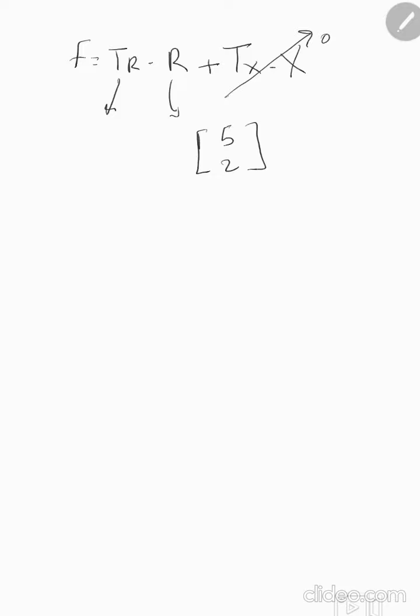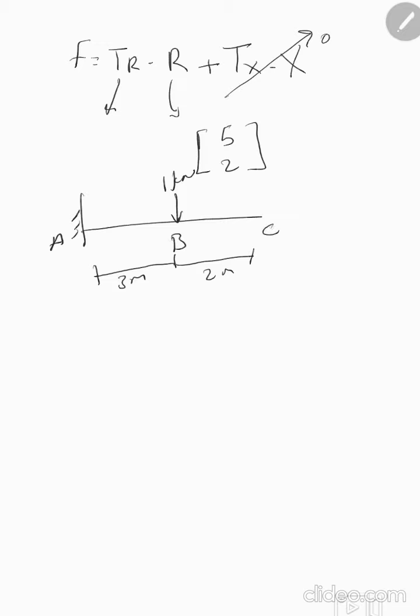For the TR, we should take the loads one by one. This is a beam, and this is the force of 1 kilonewton. This is 3 meters, and this is 2 meters. Now this is C, B, and A. At A, we have 3 reactions: one vertical, one horizontal, and a moment because it's fixed.